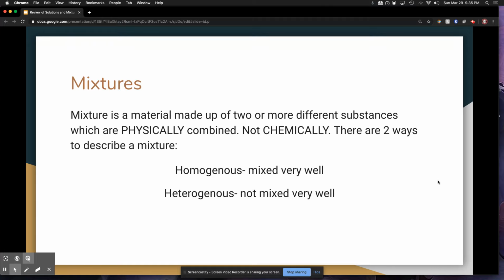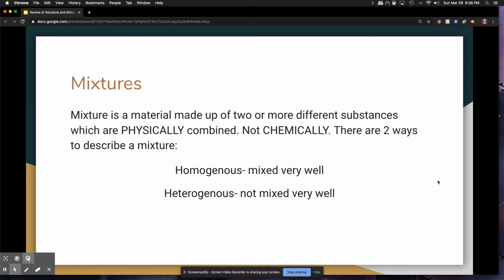So homogeneous, if you remember, is something that is mixed well. That means everything is dispersed evenly throughout the material. So think of milk. You have cream, fat, and butters in there, and it's dispersed evenly throughout that liquid, which makes it all white.